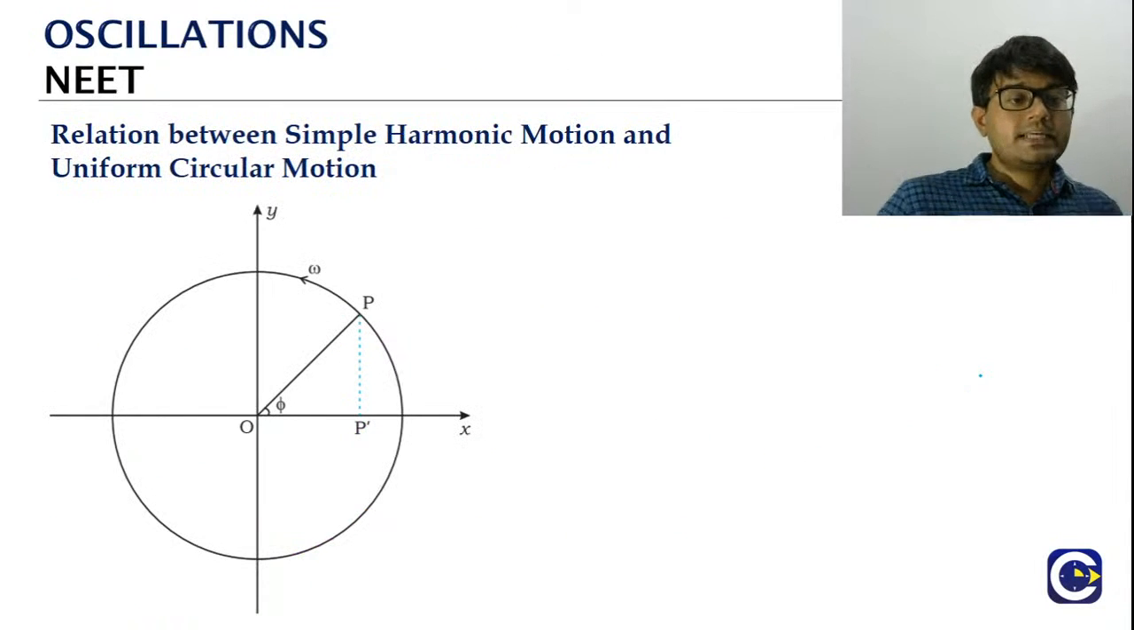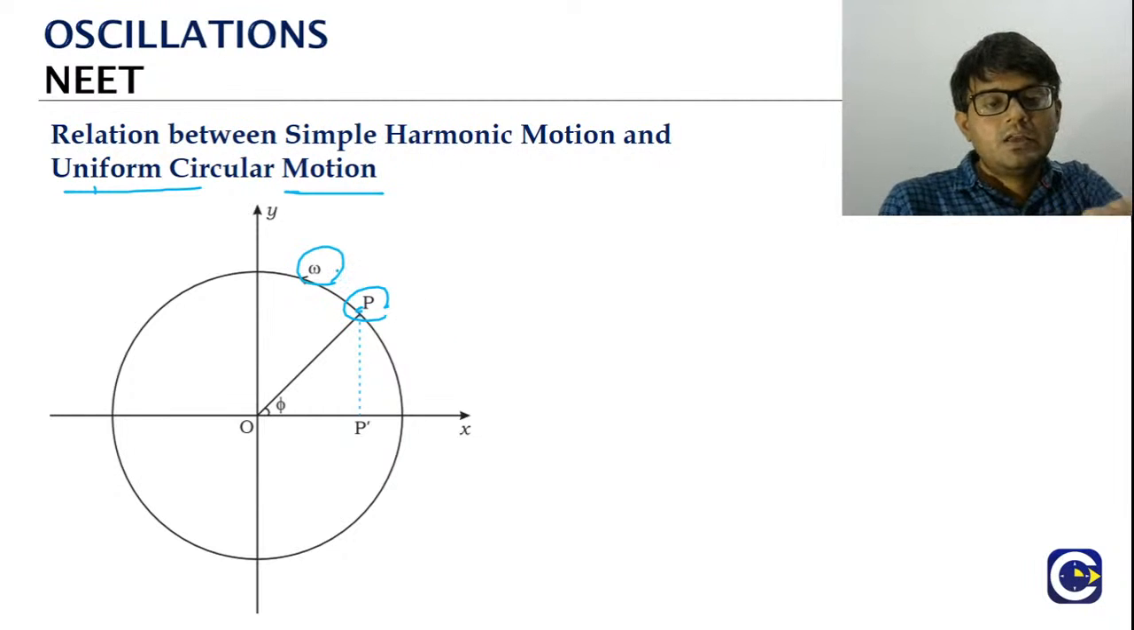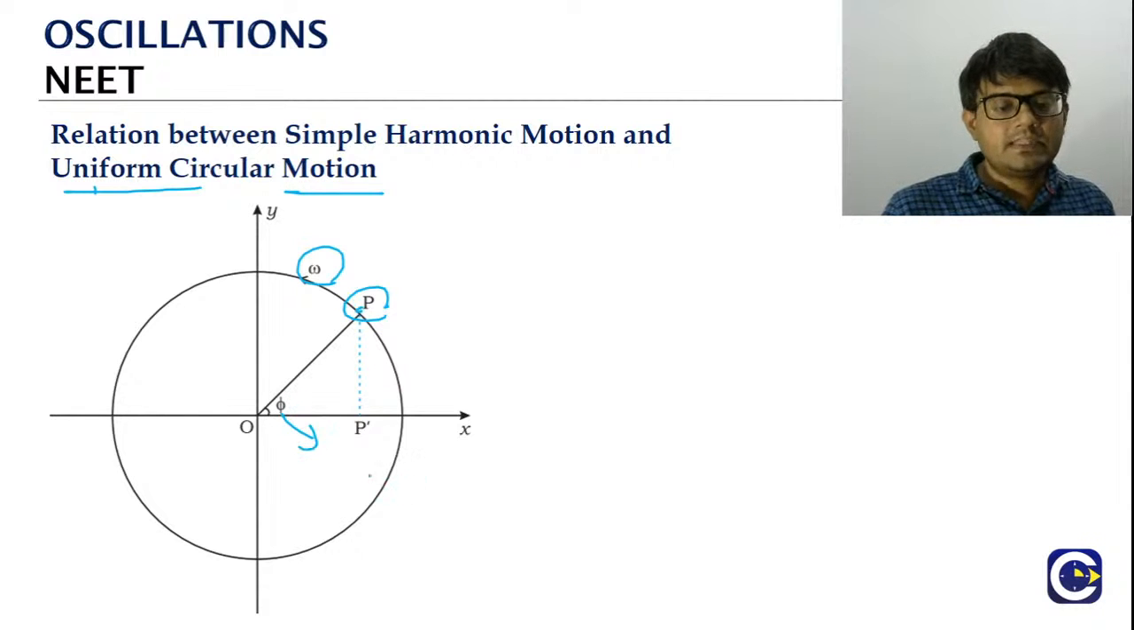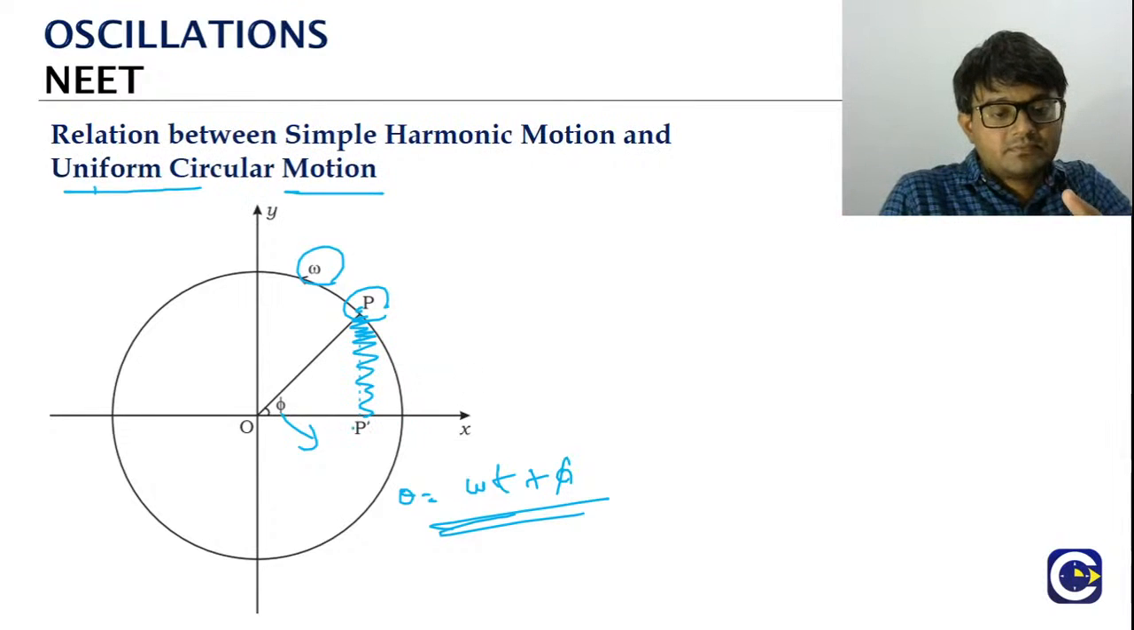Okay, so next, when you look at the particle which is in uniform circular motion. Look here, there is a particle P which is in uniform circular motion. The angular position of the particle, it is in uniform circular motion, means it will be going with a constant angular velocity omega. Okay, if initially it is at an angle phi, then the angular position theta will be given by what? Omega t plus phi. The angular position of the particle with respect to time is given by omega t plus phi.